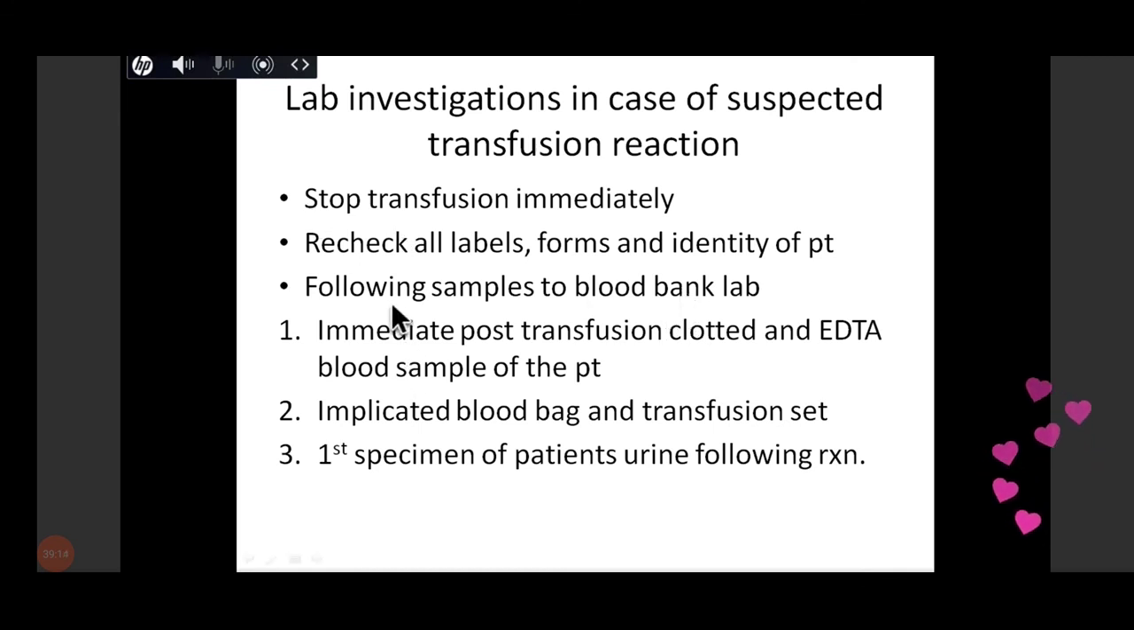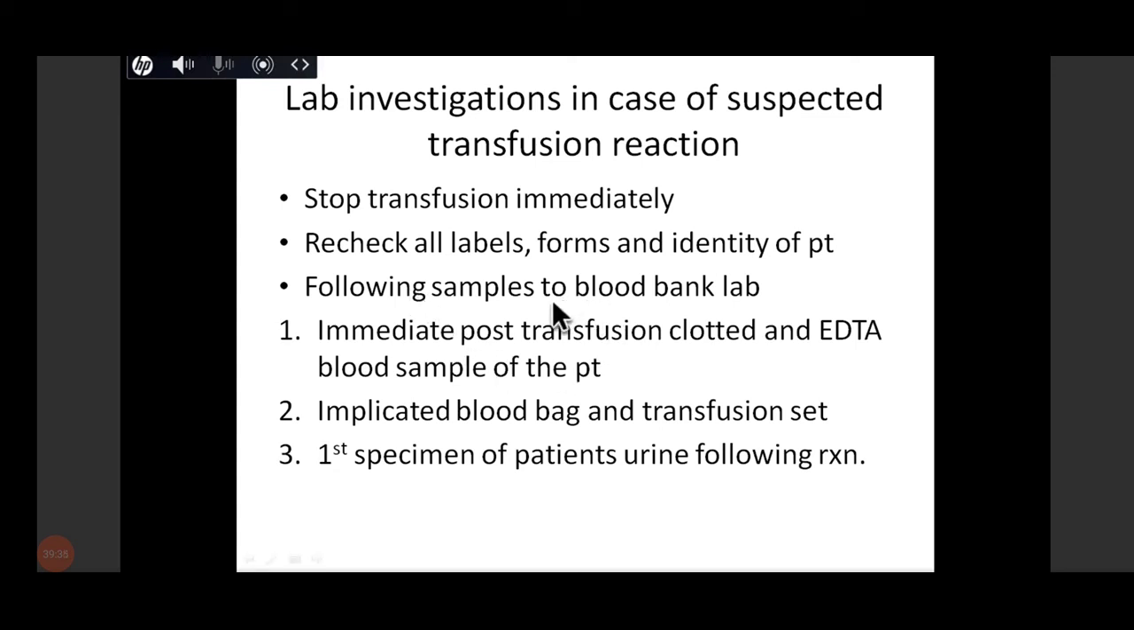Okay. Lab investigation. What is at your stage? What you can do is stop the transfusion and inform your senior. That is what I will say. At an internship level, this is what you have to do: just stop it and check it immediately. Inform your senior, and you have to check all the labels.